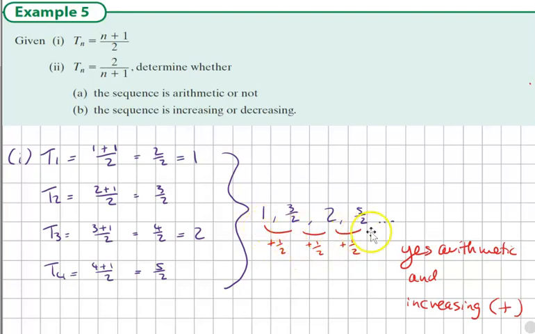Then I'm going to find the difference between the terms. So I'm adding a half each time. Since the common difference is the same, I know that this is an arithmetic sequence. And since it's going up, so it's positive, it's an increasing arithmetic sequence.